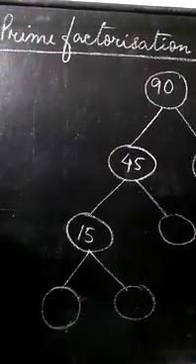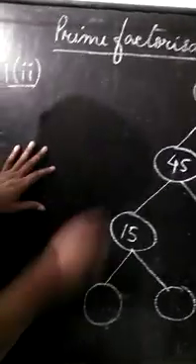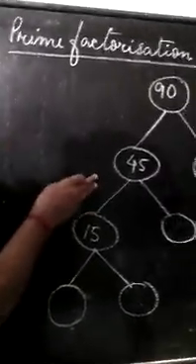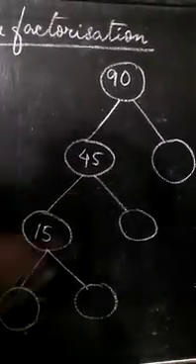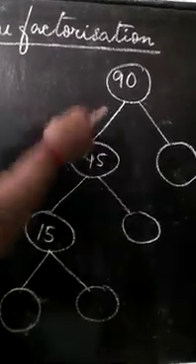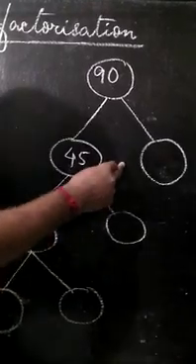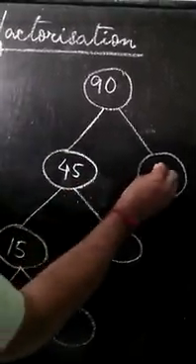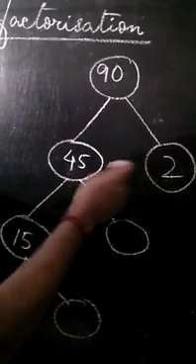Now from exercise number 3.3, question number 1, the second one, a factor tree is given. This is called a factor tree, and you have to fill up the circles with the correct numbers. Now 90 can be written as 45 into, students, how much? It should be 45 into 2. 90 can be written as 45 into 2.